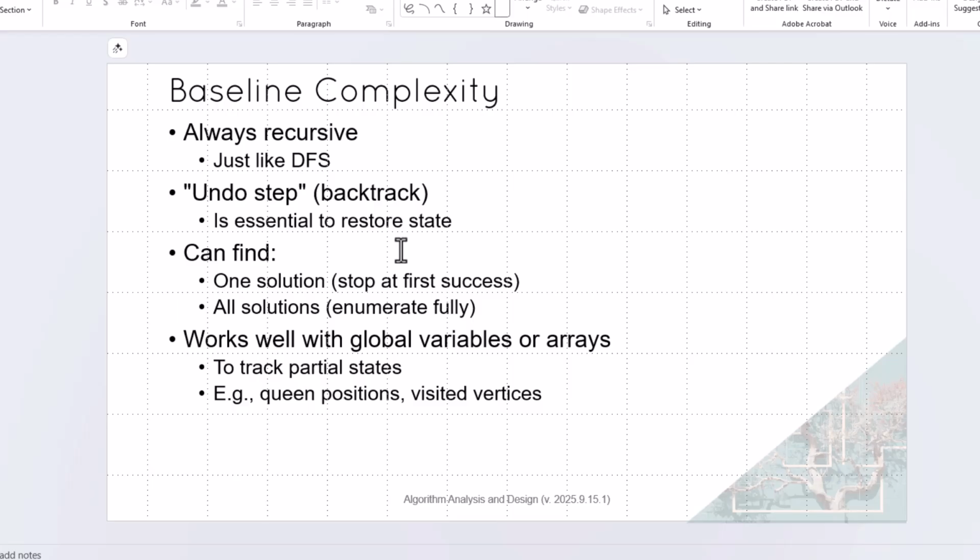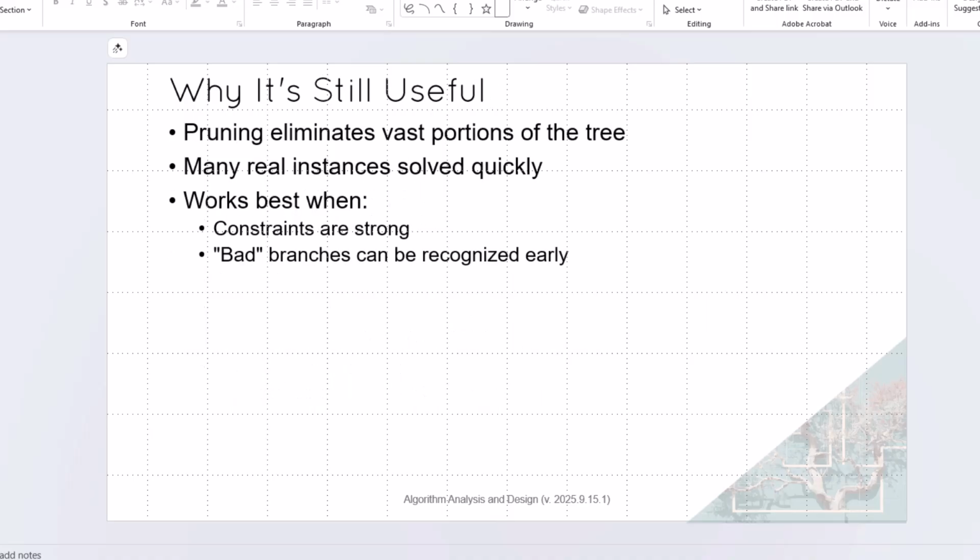Let me see here. That's a goof. That should not be on there. Sorry, that slide does not belong. That's in a different set.